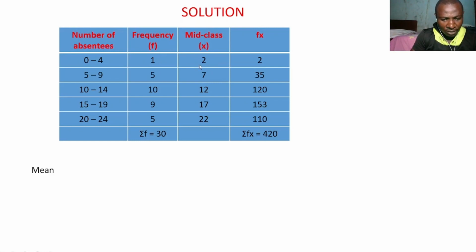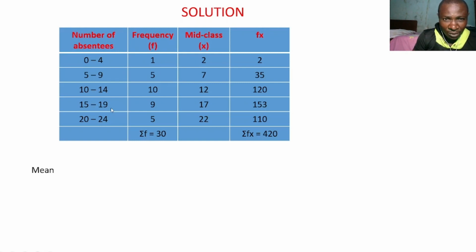We'll come over to this number of absentees, which is our class interval. If you add this 0, the lower class limit, to 4, the upper class limit, our 0 plus 4 will give us 4. Divided by 2, we arrive at 2. Our 5 plus 9 will give us 14. Divided by 2, we have 7. Our 10 plus 14 will give us 24. Divided by 2, we have 12.